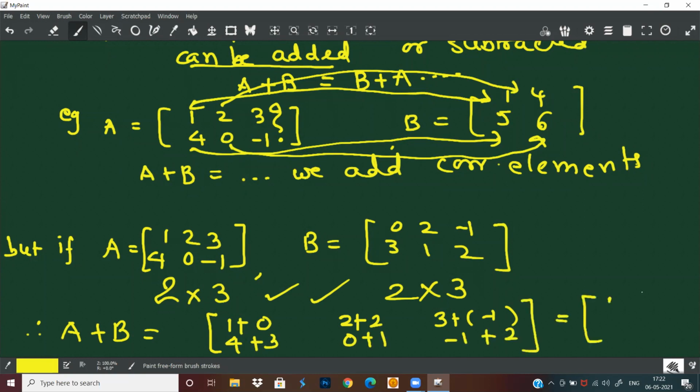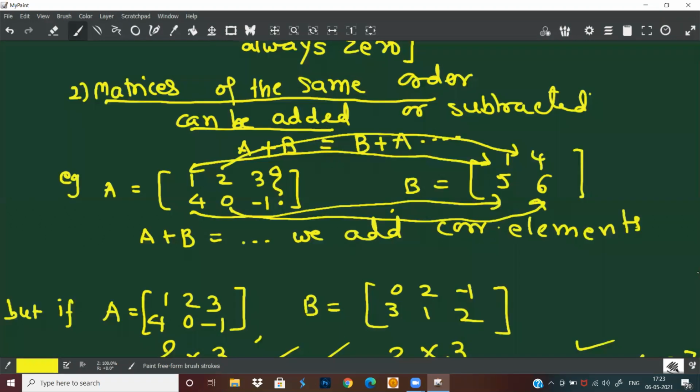So this is going to be 1 7 4 1 2 and 1. ये आंसर आएगा A plus B. Saksham, are you clear about point number 2? Matrices of the same order can be added or subtracted. Understood or no? ये सब algebra of matrices है. Okay? Addition समझा सबको?